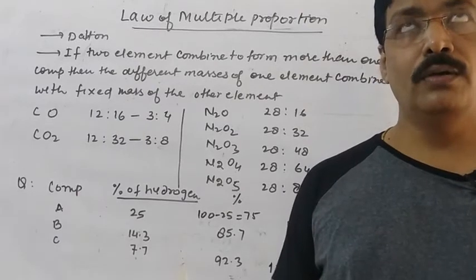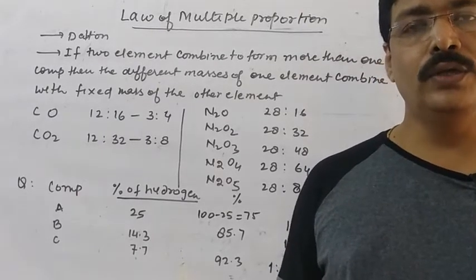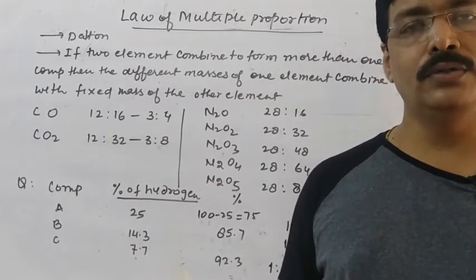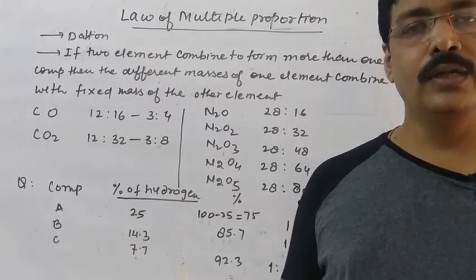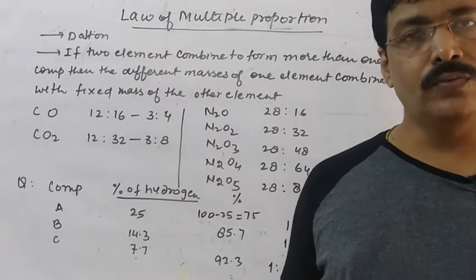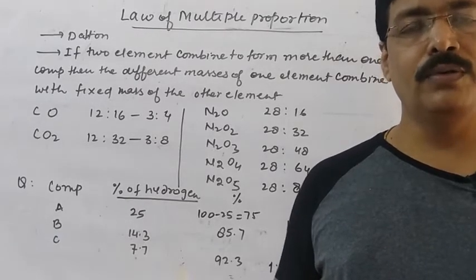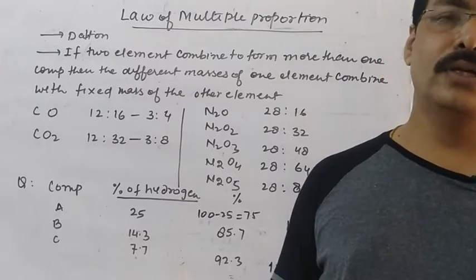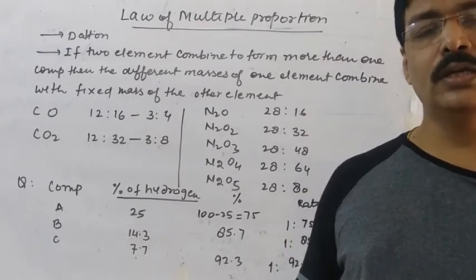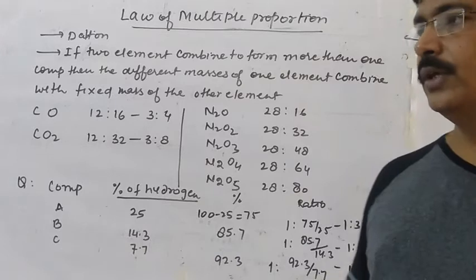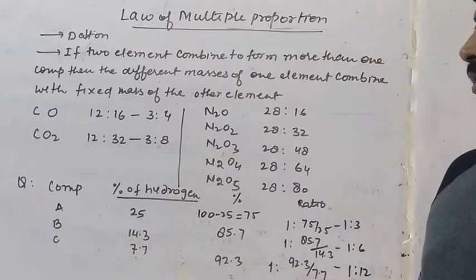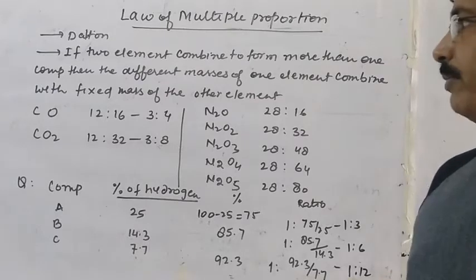If two elements combine and form more than two compounds, the weight of one element is always constant and the weight of the other element is always in a multiple form. यानी एक का हमेशा कांस्टेंट रहेगा और दूसरे का हमेशा मल्टीपल फॉर्म में रहेगा. So this proves the law of multiple proportion. Clear?